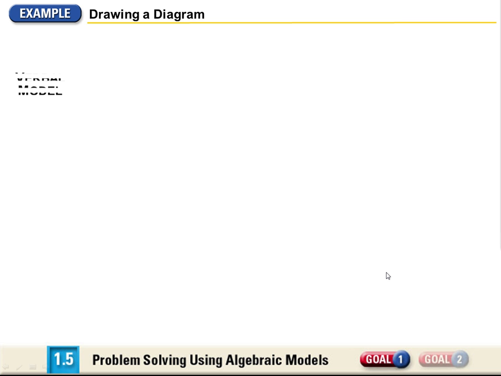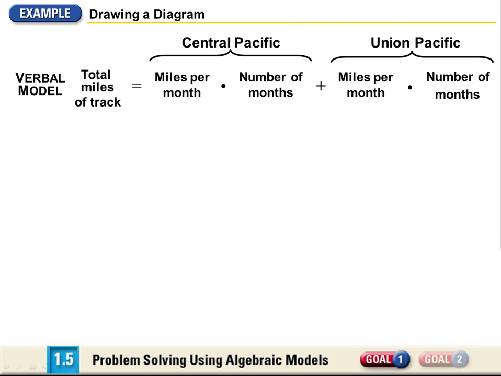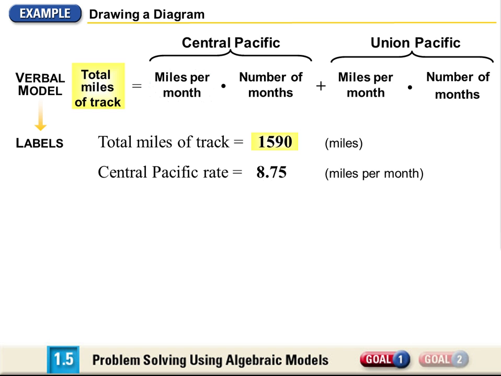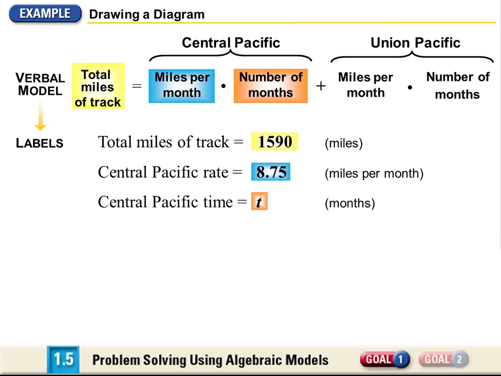Okay, so let's see if we can set that up. It should look kind of like that, wouldn't it? Miles per month for Central Pacific times the number of months they built, plus miles per month for Union Pacific times the number of months they built. The total is 1,590. Miles per month for Central Pacific is 8.75. The number of months they worked is unknown, that's what we're trying to find. Let's call it T. What's the miles per month for Union Pacific? I think it was 20.